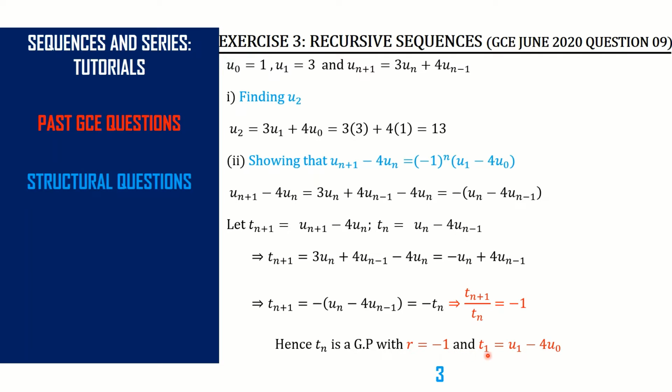Now the very first term is what? T1, and T1 is u1 minus 4u0. Because to look for T1, I simply need to let n be equal to 0. So T1 will give me u1 minus 4u0. So I see it clearly. So we can now express our T of n in terms of n.